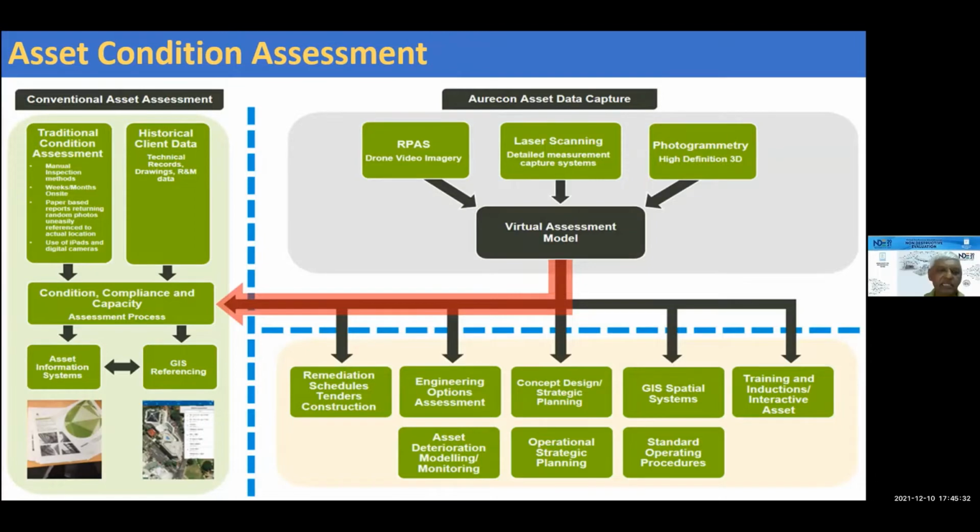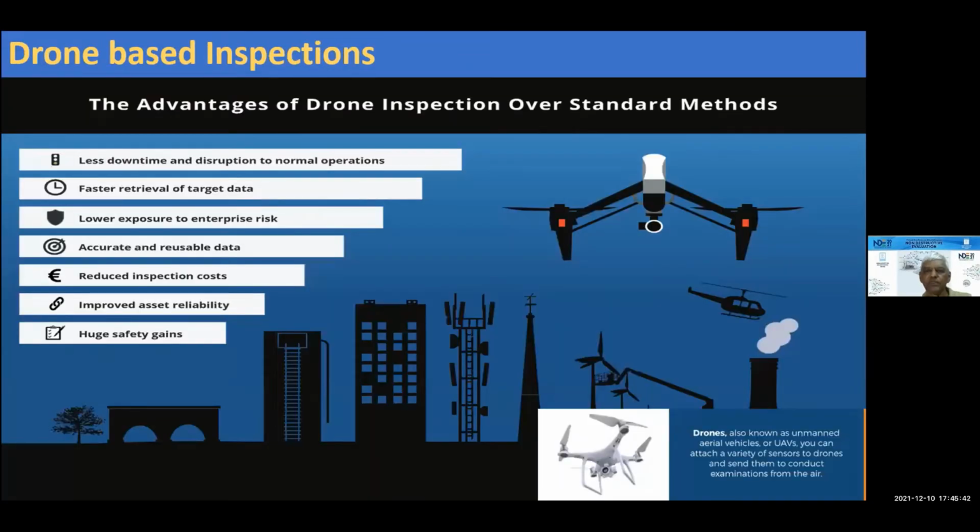So conventional asset management just uses conventional techniques and stuff like that. But here you can see that now it is being taken into an entirely different domain by using extensive use of drones. The advantages of drone inspection over standard methods, it's very natural for everybody to assume. Obviously, less downtime. You don't have to shut down the plants, right? Because you can just fly the drone. There's no human being who is going to climb up a chimney and do the inspection.